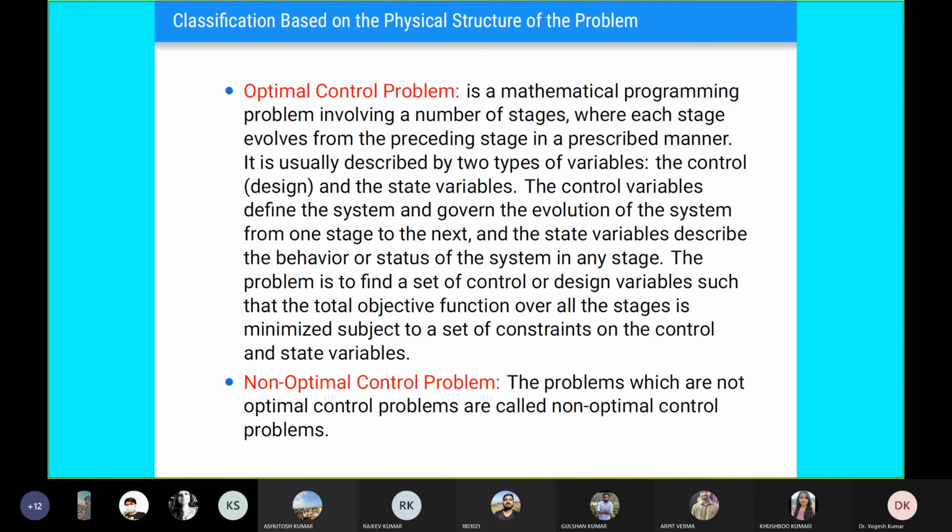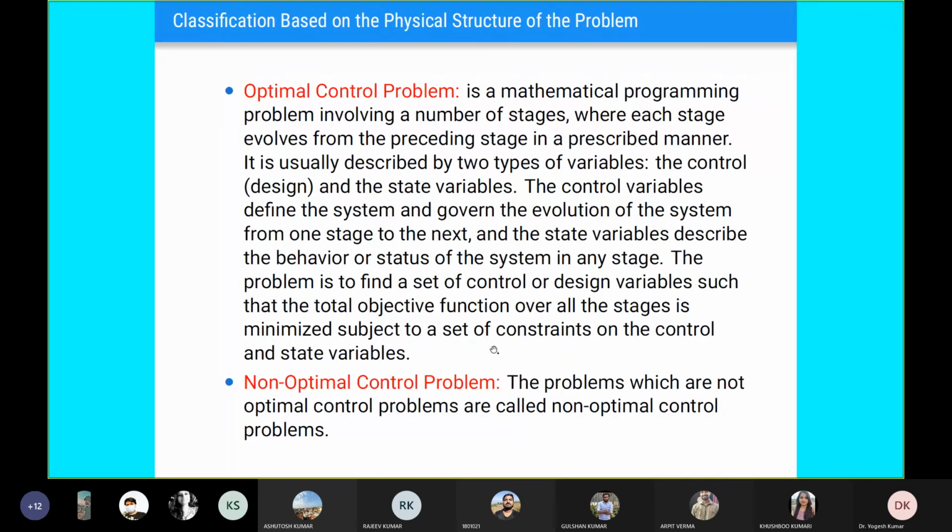So in an optimal control problem, the constraint or the objective function is dependent on the preceding stage. The remaining type of problem is one in which the objective function, the constraint, or the design variable are not dependent on the preceding state. These problems may be called non-optimal control problems.